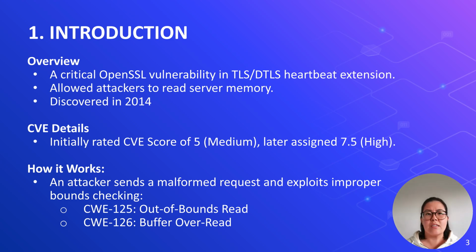When the attackers sent a malformed heartbeat request, they were able to extract up to 64 kilobytes of memory per request. The malformed request exploited improper bounds checking in the heartbeat program. CWE classifies this vulnerability as an out-of-bounds read, CWE-125. But more specifically, the relevant classification here is buffer over-read, CWE-126, which is a child category of CWE-125.